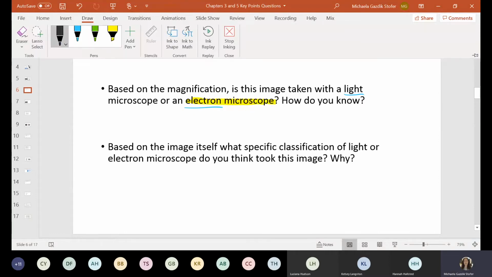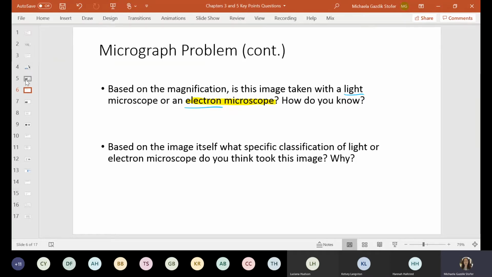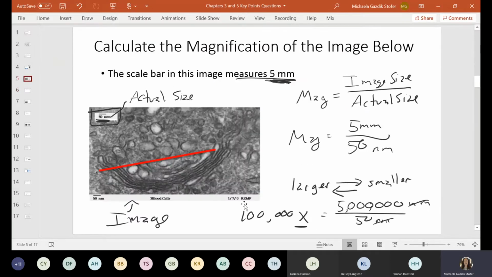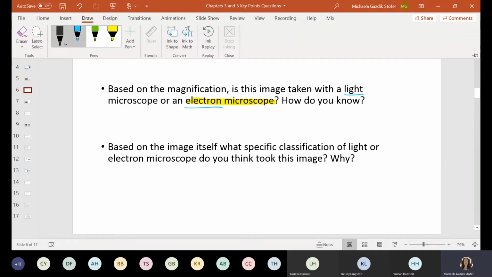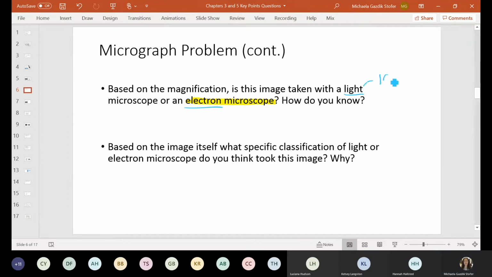And the big key giveaway there is the magnification. And so this image was magnified 100,000 times. Remember, the maximum magnification of a light microscope is 1000x, 1500x if you get a really, really good light microscope, but there's no way a light microscope is magnifying 100,000 times. And so that's how we knew, is that our magnification range was outside the range of a light microscope.